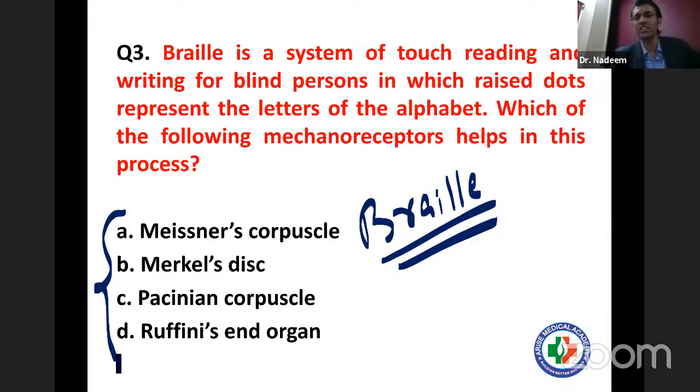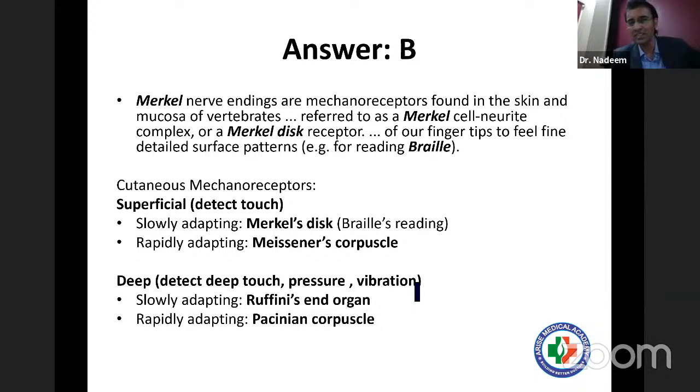Please understand this point here. For these superficial mechanoreceptors, there are slowly adapting and rapidly adapting ones. So what is happening here? Please understand, rapidly adapting mechanoreceptors.